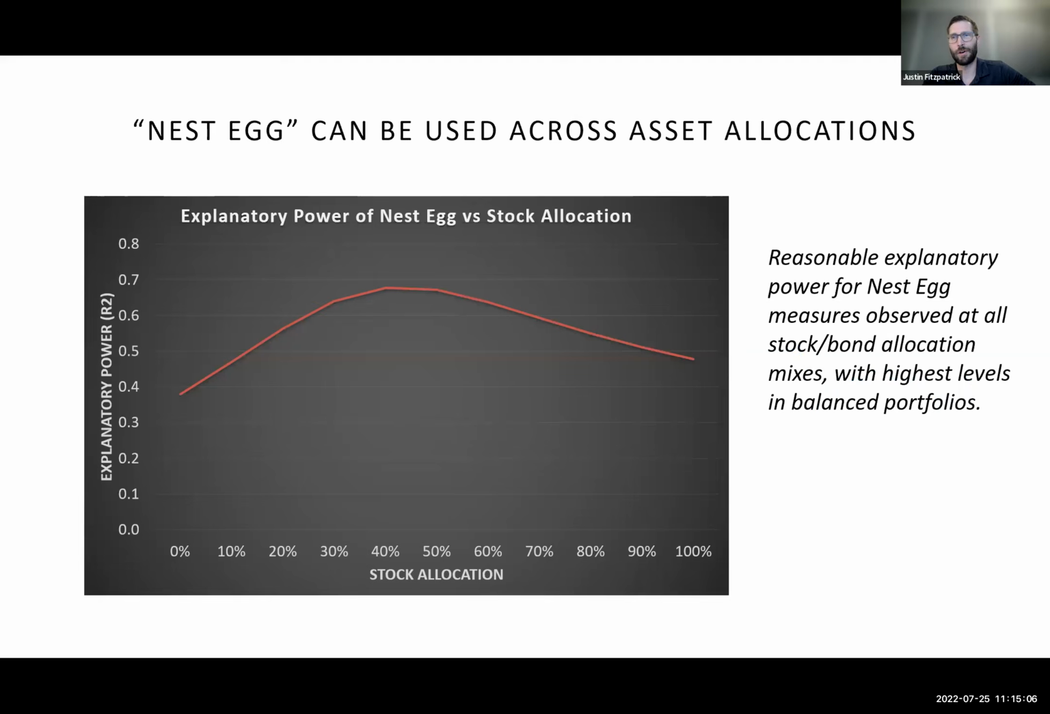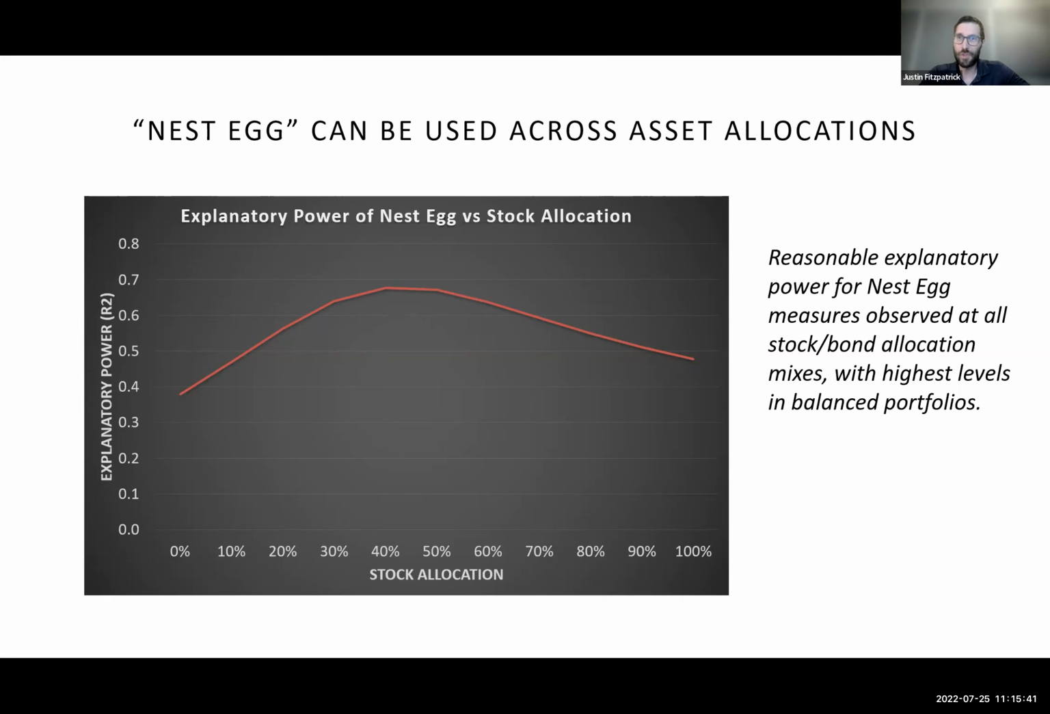The other nice thing about nest egg or previous sequence of returns is that the explanatory power is relatively high no matter the allocation. And the highest levels are found with balanced portfolio allocations. So here we're matching prior sequence of returns for some allocation, call it 60/40 or 20/80 or 80/20, to following sequence of returns for the same portfolio. So always matching things together.